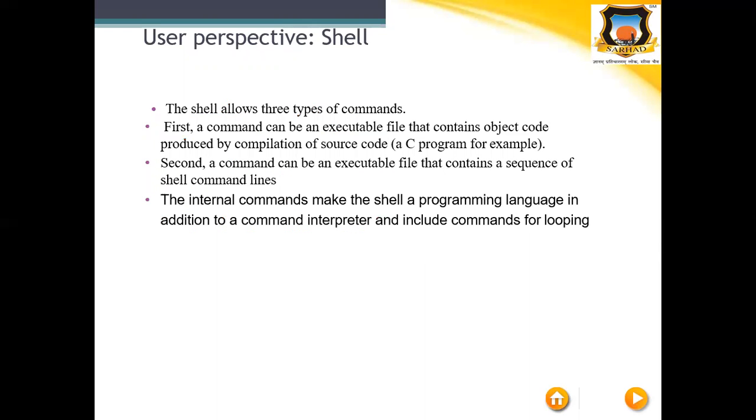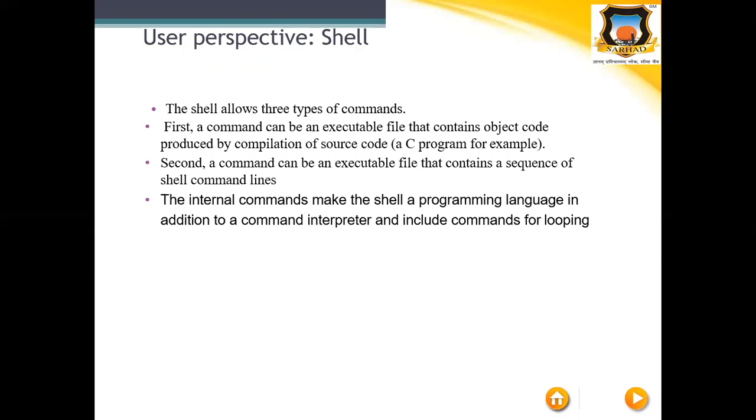Now here we use the shell, and the shell allows three types of commands. The first command can be an executable file which contains the object code produced by the compilation of the source code, for example, a C program file.